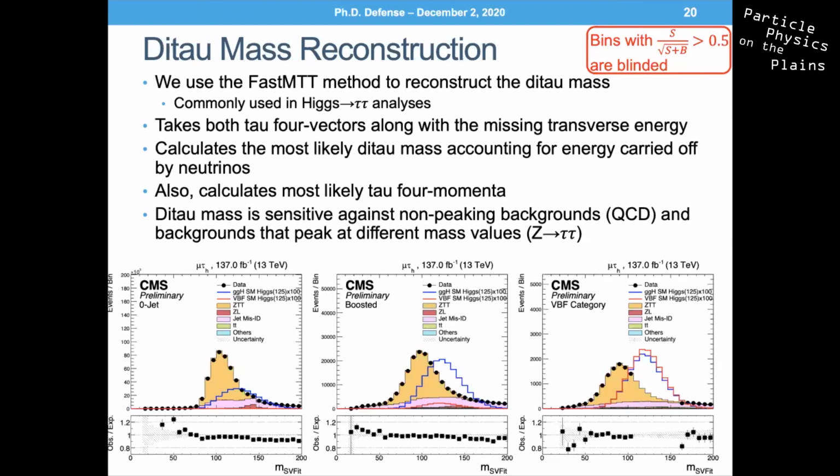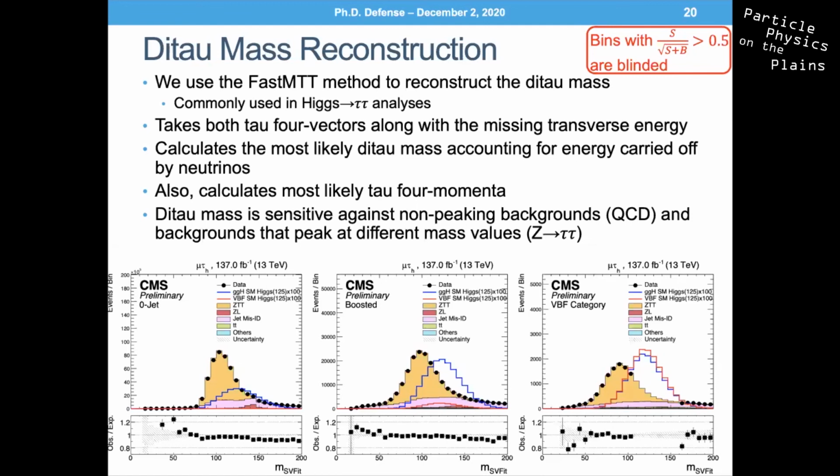And so this, like I said, is great to separate any of our signal processes where a Higgs decays to two taus, where the di-tau mass should peak around the Higgs mass, from Z to tau-tau, where the di-tau mass should peak near the Z mass. As you can see in these bottom three plots, these are the di-tau mass in our three different regions: zero jet on the left, boosted in the middle, VBF on the right.